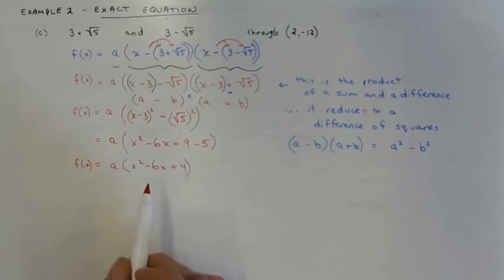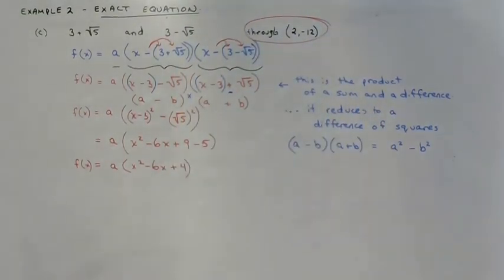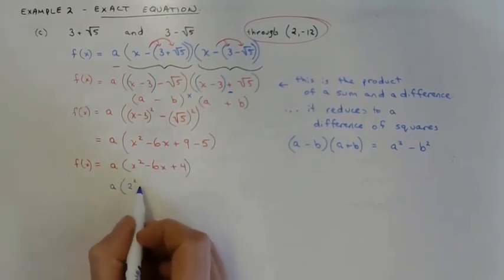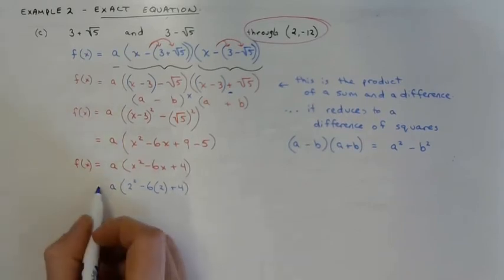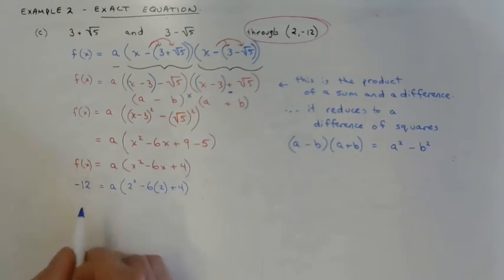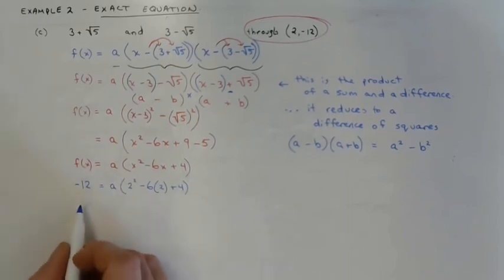But now what do we still need to do to find out the exact equation that goes through 2, negative 12? We need to sub in 2 everywhere we see x. And we need to sub in negative 12 everywhere we see y, or f of x. That's the value of the function when x equals 2. Now the only variable left is a, so we can solve for a.